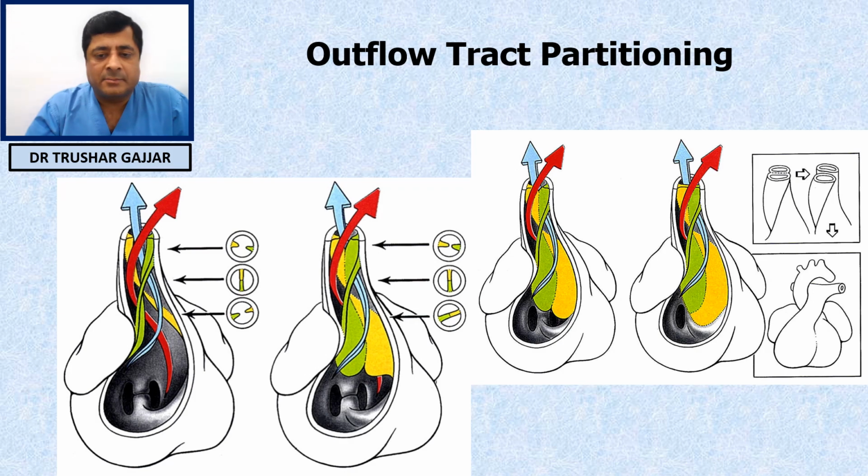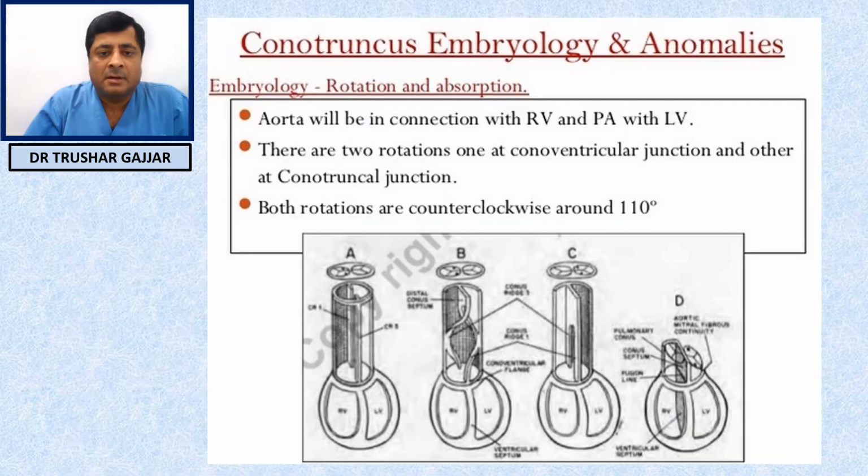So the outflow tract partitions in a spiral fashion. Because of their positioning, the cushions grow in such a way that they form a spiral kind of septum, which leads to the final separation of the outflow tract. Initially, if the septum grows straight down, the aorta will be in connection with the RV and the PA will be in connection with the LV.